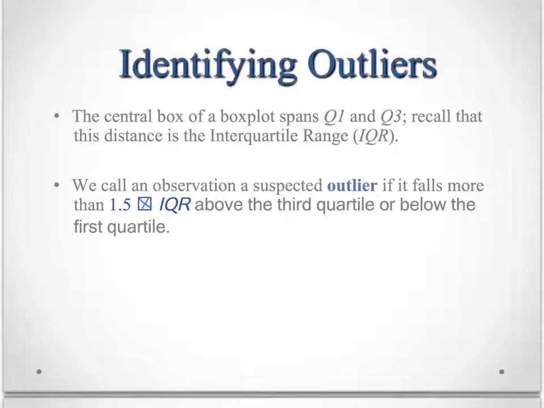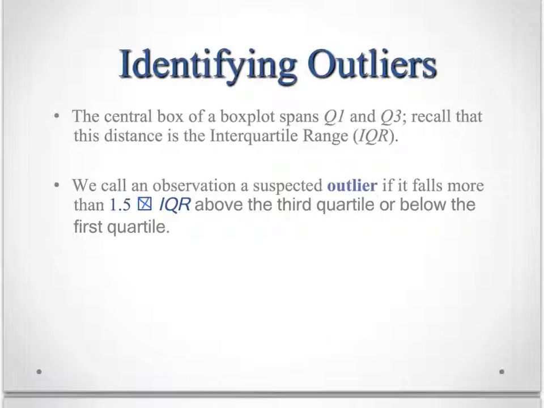So that central box plot, again, it gives us the interquartile range, Q3 minus Q1. And we've been using this word outlier. Let's formalize what exactly an outlier is. Well, if you take that interquartile range and you multiply it by 1.5, and then add that value that you get to the third quartile and subtract it from the first quartile, that will show you where your outliers can be.